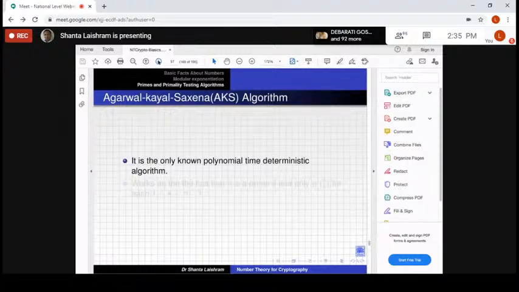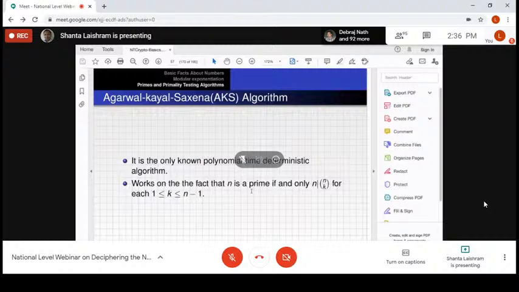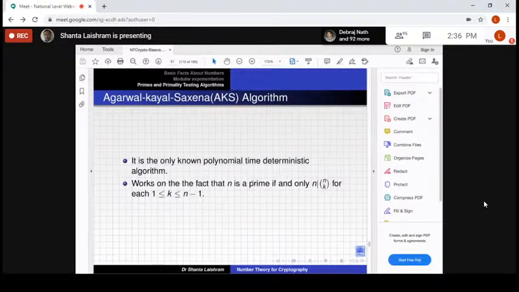Now, finally, I want to talk about the Agrawal-Kayal-Saxena algorithm. This is the only polynomial time deterministic algorithm, and it works on the fact that n is prime if and only if n divides n choose k for every k lying between 1 and n minus 1. This is a very simple fact: n has to divide the binomial coefficient n choose k for any k between 1 and n minus 1. Then n becomes prime. This is the basic idea towards the AKS algorithm.